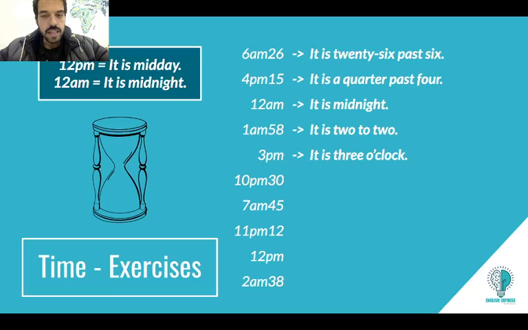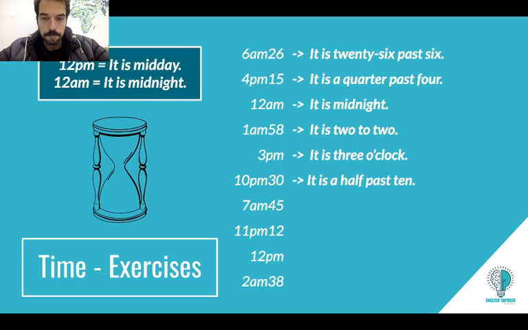Okay, amazing. Next example, 10:30 p.m. In this case, 30 is a special situation, right? So for 30, we use half past, right? So in this case, it's half past 10, right? Guys, there is a mistake. It's not a half past 10. It's just half past 10. Remove the letter A. My mistake. I'm sorry.